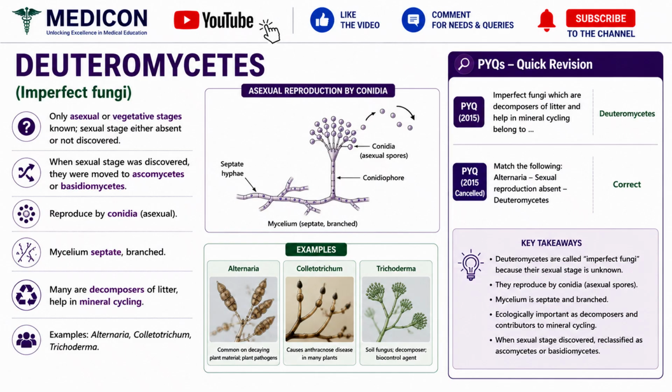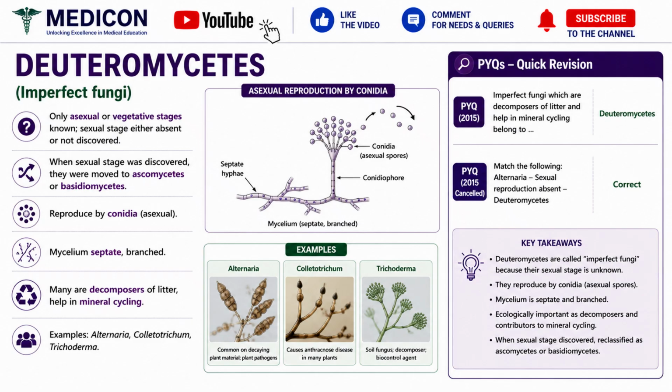Moving on, we have Deuteromycetes. Deuteromycetes are also called imperfect fungi. Only asexual or vegetative states are known. The sexual stage is either absent or not discovered. When the sexual state was discovered, they were moved to Ascomycetes or Basidiomycetes. They reproduce by asexual conidia. The mycelium is septate and branched. Many are decomposers of litter and help in mineral cycling.